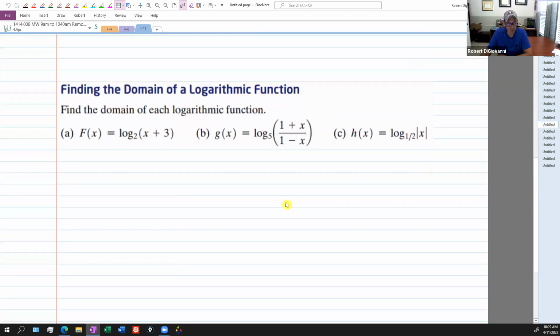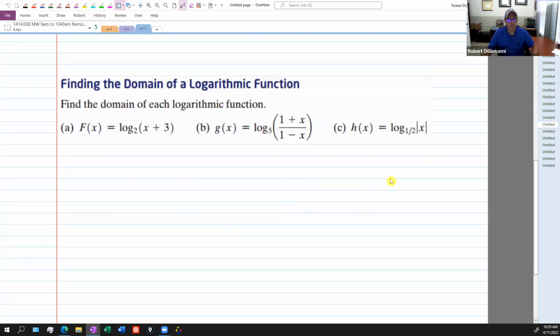So let's do this. Find the domain of these logarithmic functions. So these are functions. These are logarithmic functions. The first one is a log base 2. The second one is log base 5. And the last one is log base 1/2. And you're being asked to find the domain.